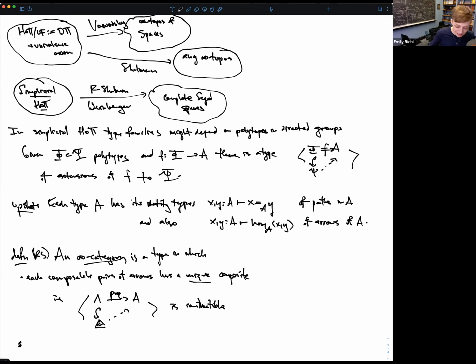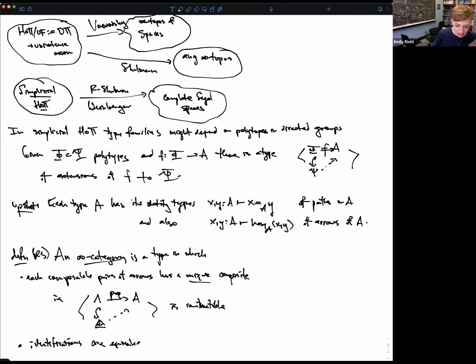There's a second axiom as well, which, if you know about the difference between a Segal space and a complete Segal space, is the thing that you would expect. It's that identifications are equivalent to isomorphisms.